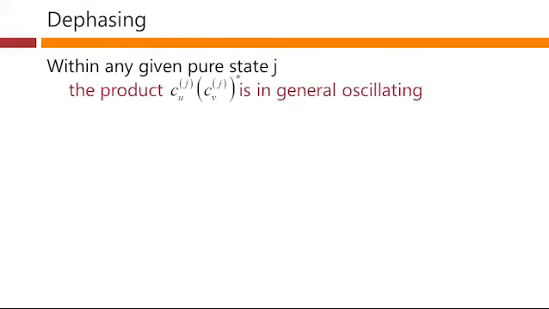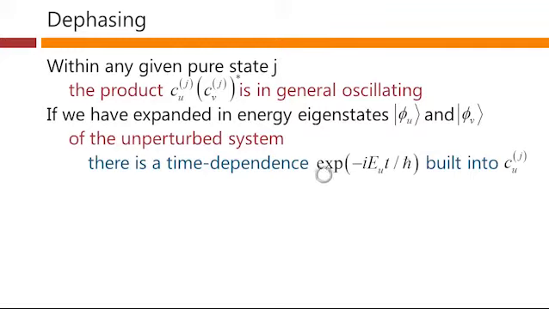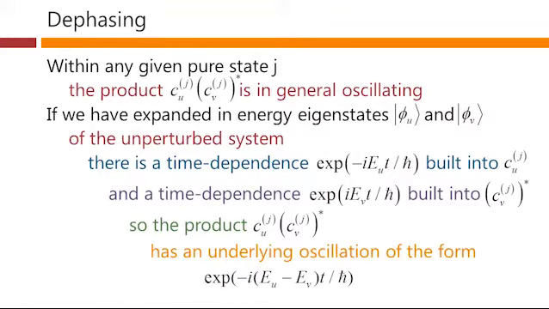Within any given pure state j, this product is in general oscillating. If we have expanded in energy eigenstates phi u and phi v of the unperturbed system, there's a time dependence, an exponential of minus i E_u t over h bar, built into this coefficient, and a similar one built into this coefficient, with the plus sign here because this has a complex conjugate. So the product of these two in general has an underlying oscillation of this form.